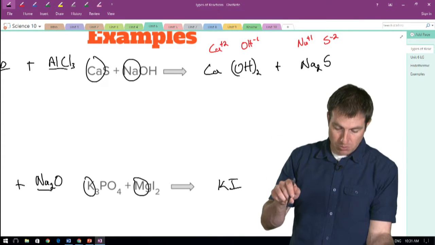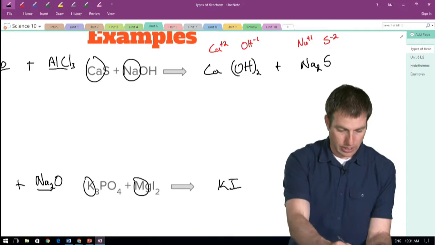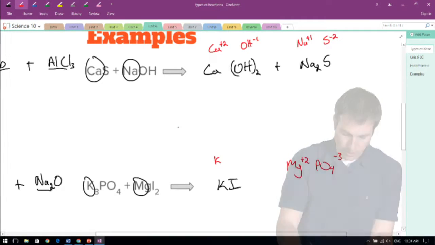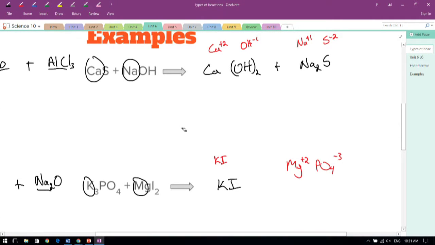Potassium's +1, iodine's -1, so those crisscross, and I just end up with KI. Get the eraser going here. K is +1, iodine -1. That one's done. Crisscross, that's what it ends up as.